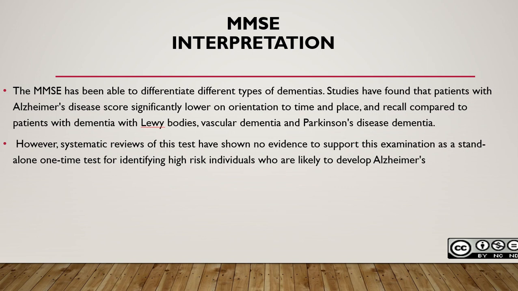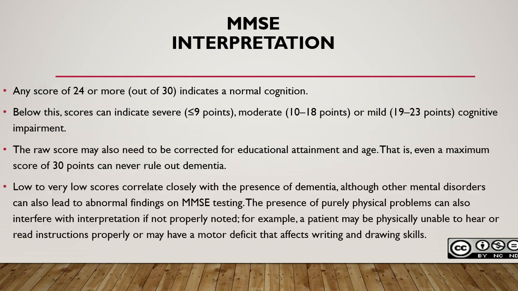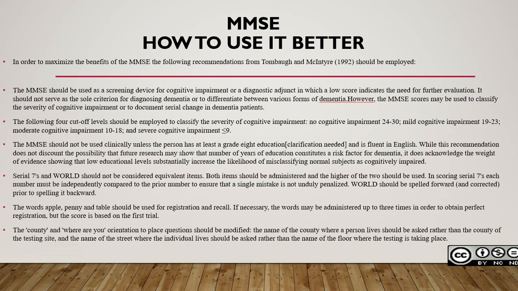MMSE is known to differentiate among different types of dementias. However, systematic reviews of this test show no evidence to support the examination as a standalone one-time test for identifying high-risk individuals who are likely to develop Alzheimer's. So you have to correlate MMSE with further screenings. If the person has been said to have cognitive impairments, then you need to go for further testing in order to rule out dementia and Alzheimer's.